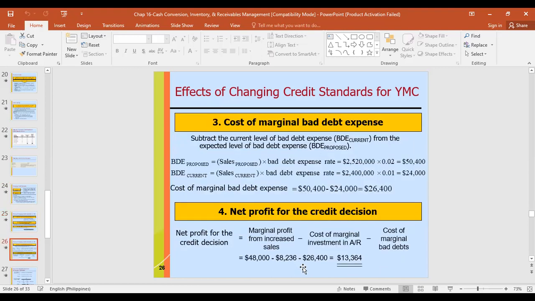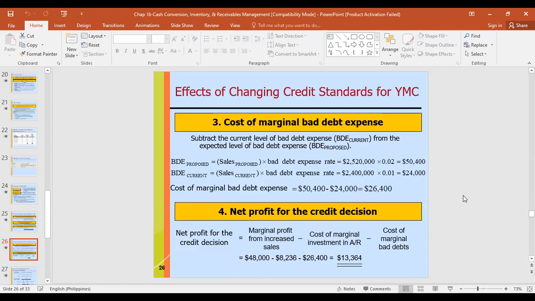Then number 3 is our cost of marginal bad debt expense. So for that, we are going to compare the old and the new. So the old, let's begin. We have sales current of 2,400,000 times 1%, that's 24,000. The proposed, remember, our sales will increase by 5%. So 2,400,000 times 1.05, that's 2,520,000 times 2% is 50,400. So 50,400 minus 24,000, that's 26,400. That's the additional cost of the marginal bad debt expense.